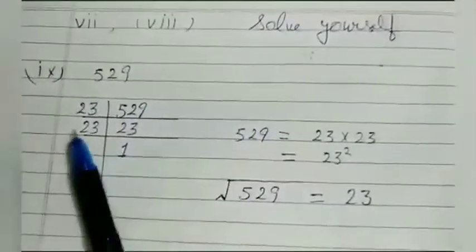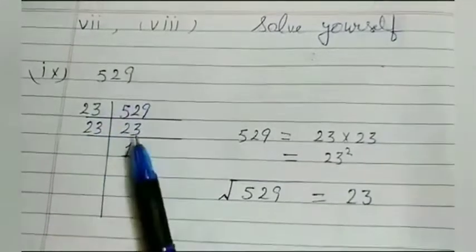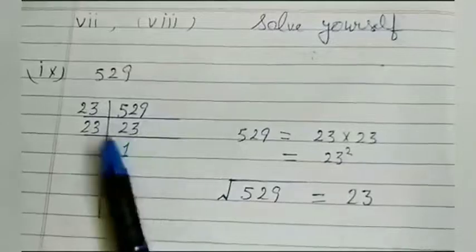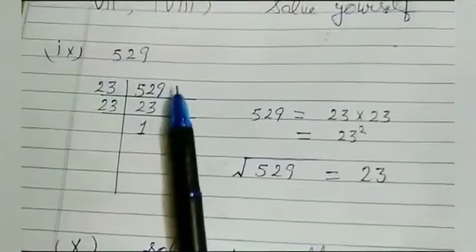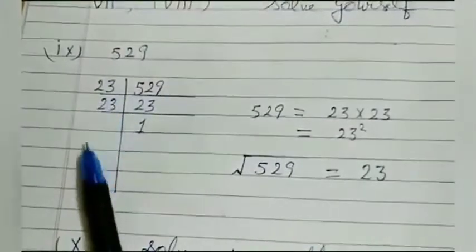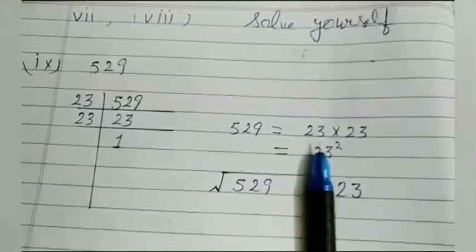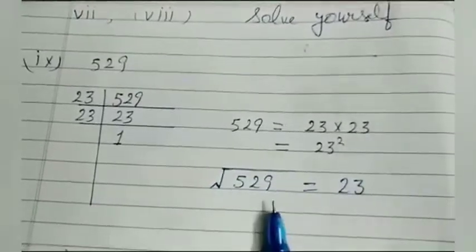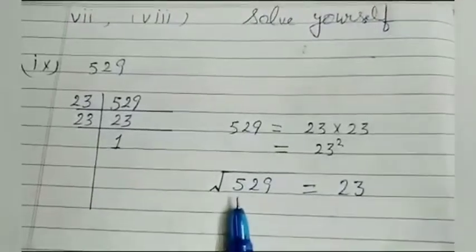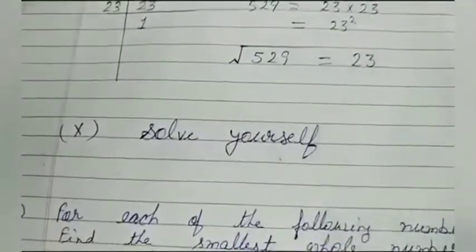We take the 9th part, 529. When you try to divide this number, you find 529 is divisible by 23. Divide 529 by 23 and we get the factors of 529 are 23 multiply 23, and we can write like this. Last step is square root of 529 is 23. The 10th part you can solve yourself.